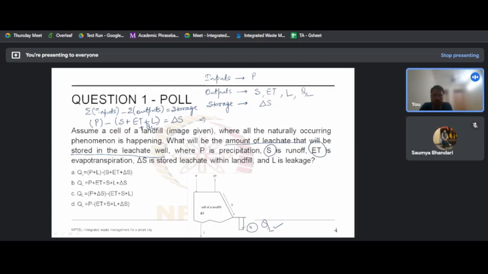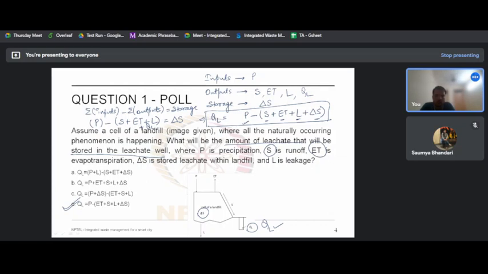So from here we can get QL as, let's take everything on one side, so it will become QL equals P minus S plus ET plus L and plus delta S. Let's check it once. So we took QL on this side. So basically the discharge or the amount of leachate that is generated from a landfill will be equal to the difference of the precipitation that is happening minus the runoff, evapotranspiration, leakage, and the amount of storage that is happening within the mass of the landfill itself. So by comparing the options, we can see the answer to be option D.